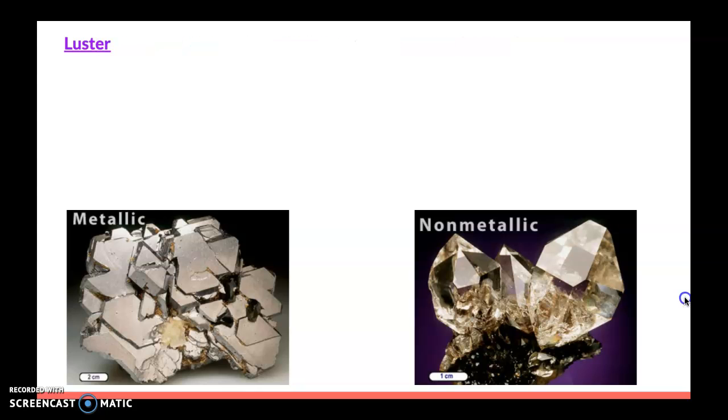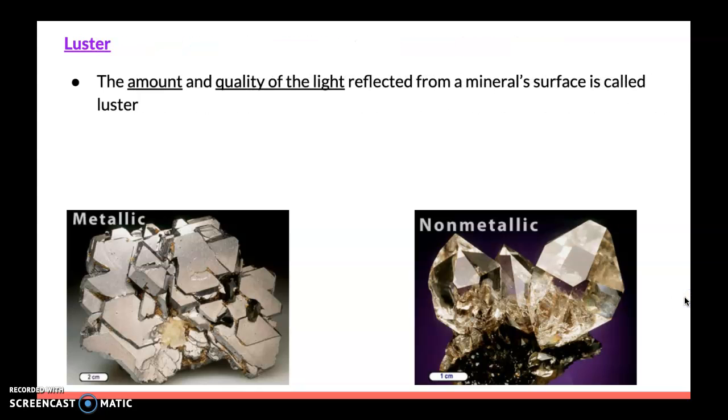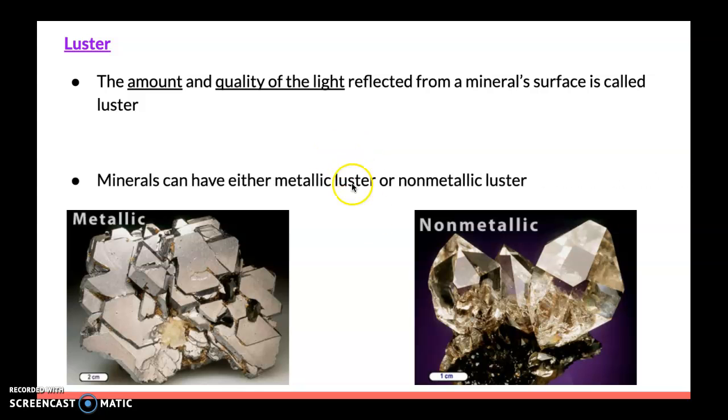Then we're moving on to luster. Luster is the amount and the quality of light reflected from a mineral surface. Here we can see two different ones, metallic and non-metallic, and minerals can have either one of these lusters.